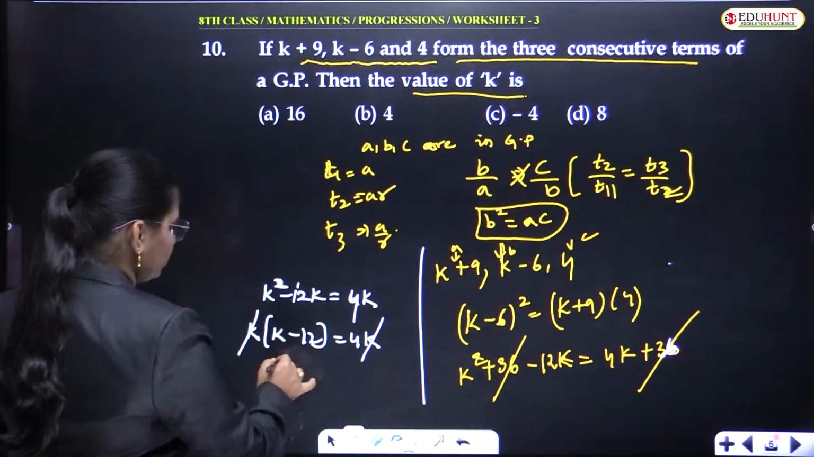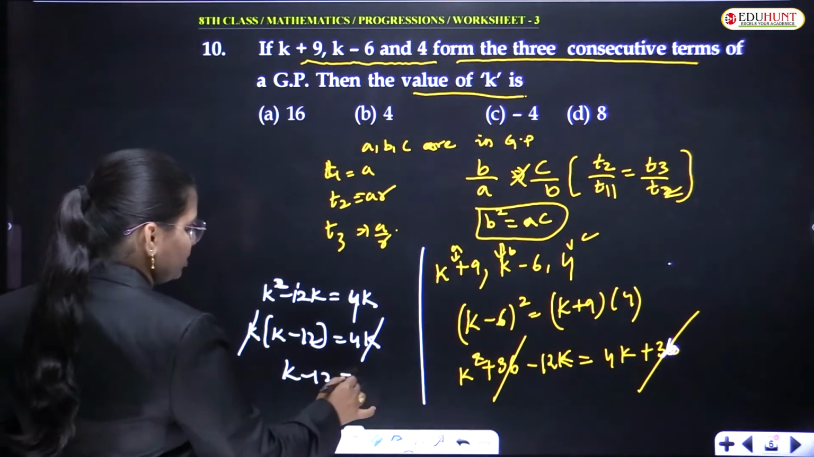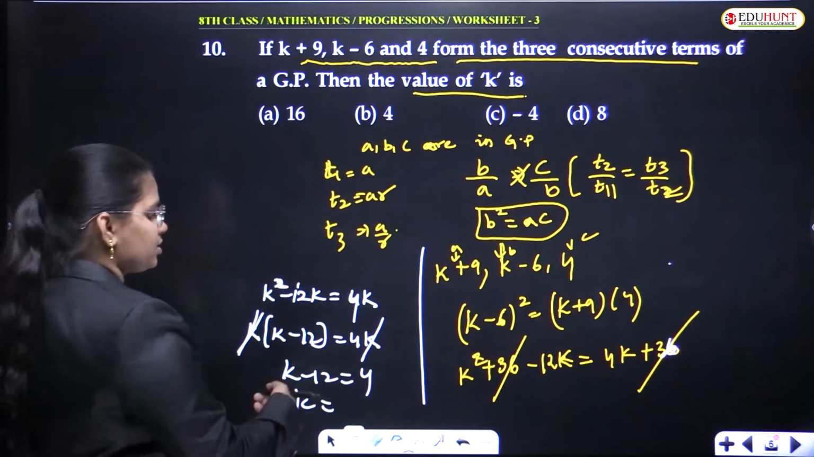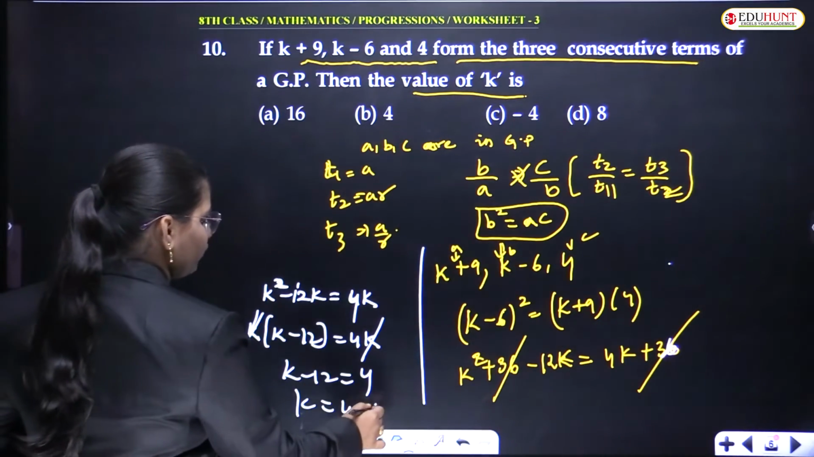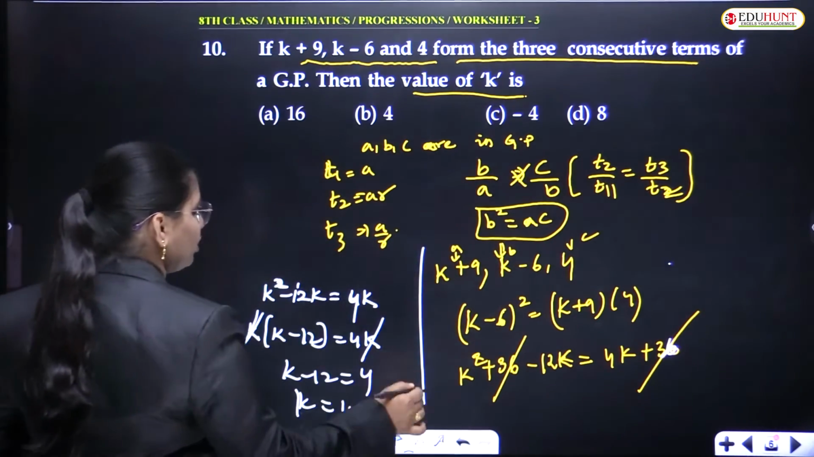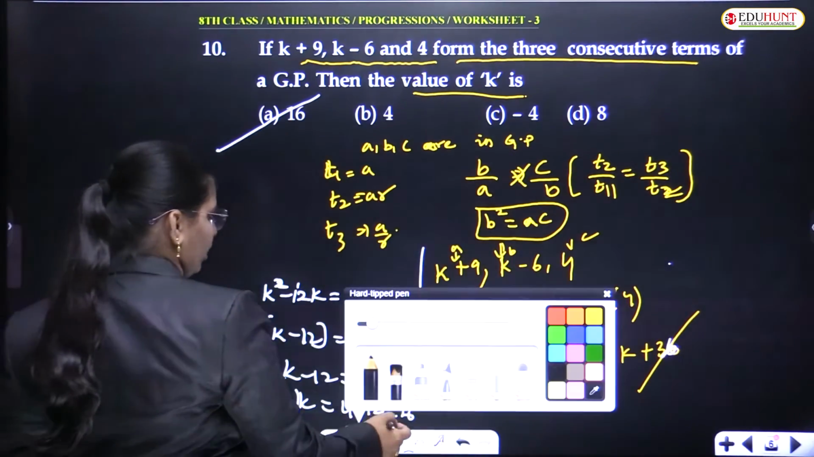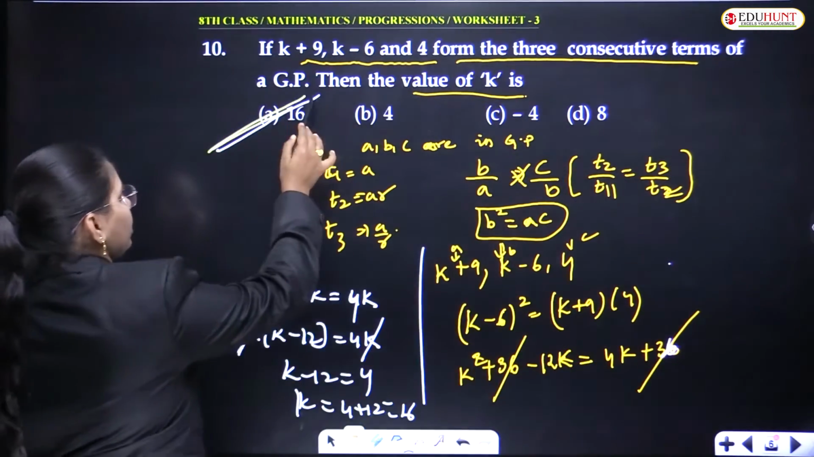You are left with K minus 12 is equal to 4. K is equal to, transpose 12 to that side, 4 plus 12, which is equal to 16. And the answer is option A.